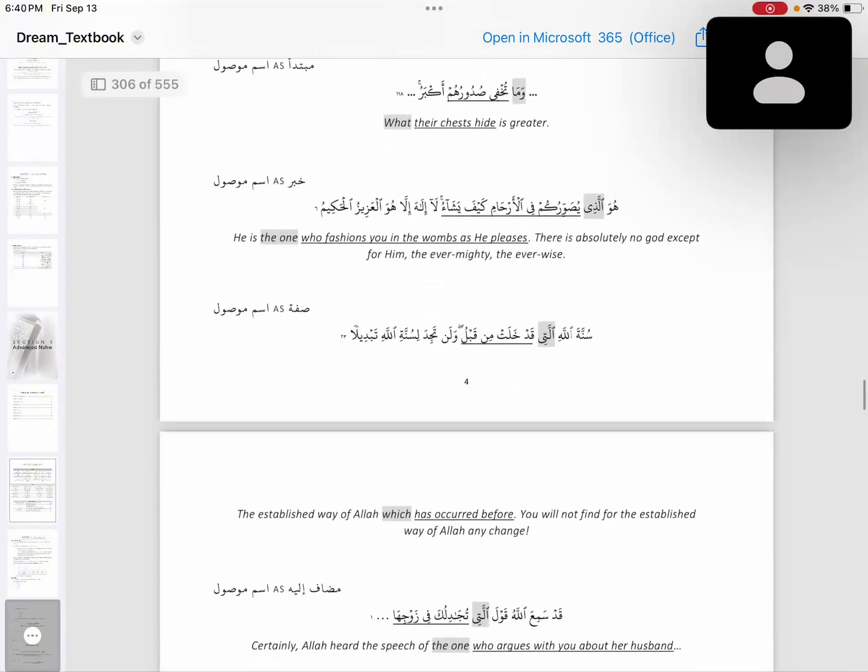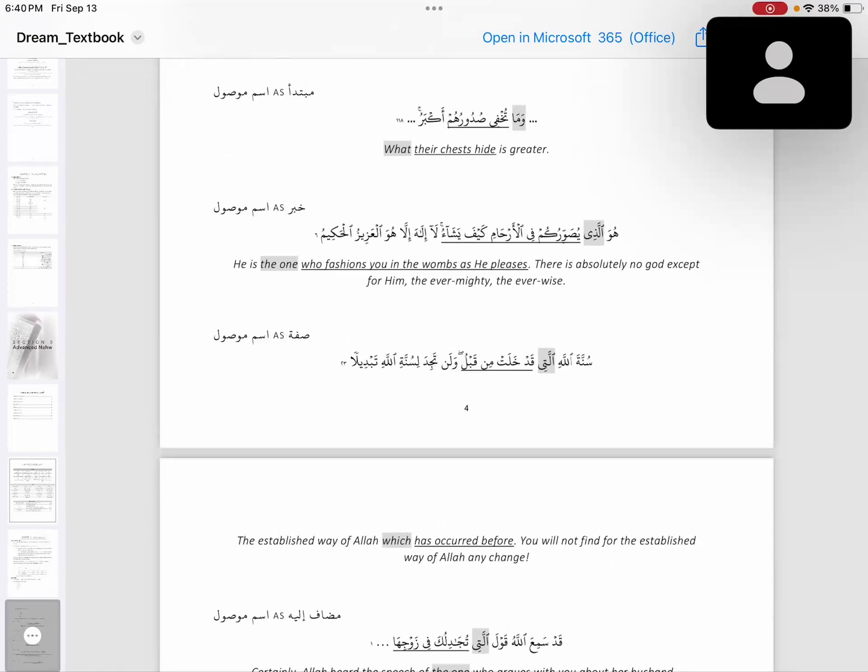Ism mawsul as khabar. Huwa allazi yusawwirukum fil arhami kayfa yasha la ilaha illa huwa al-azizul hakim. He is the one who fashions you in the wombs as he pleases. There is absolutely no God except Him, the ever mighty, the ever wise. So ism mawsul as khabar. He is the one who fashions you in the wombs as He pleases.